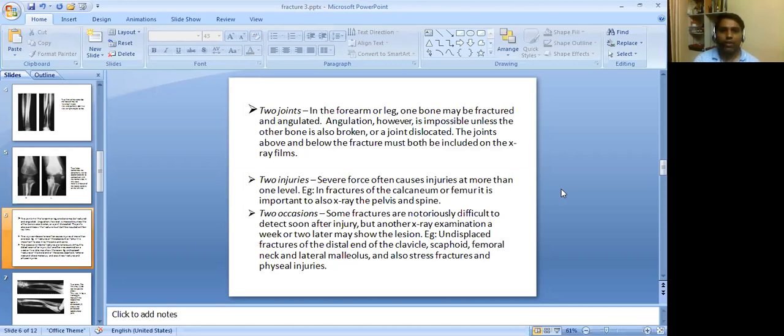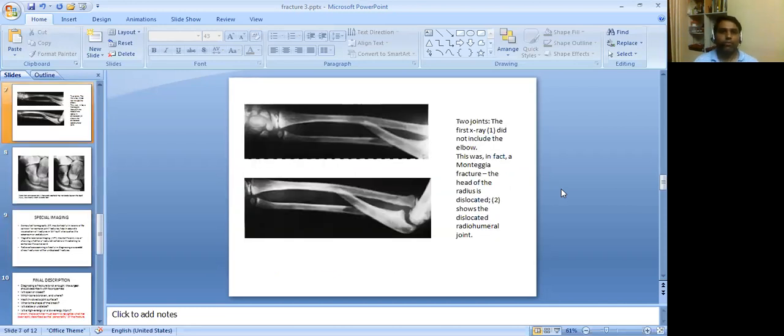Then two occasions. Some fractures are notoriously difficult to detect soon after injury, but another X-ray examination a week or two later may show the lesion. Example, undisplaced fracture of the distal end of the clavicle. Then scaphoid, femoral neck and lateral malleolus, and also stress fractures and physeal injuries have to be looked for.